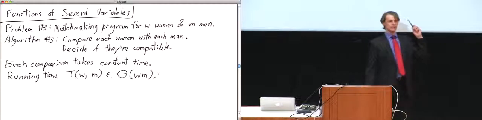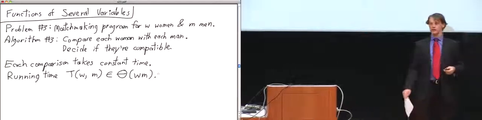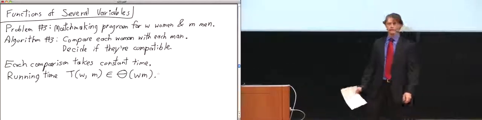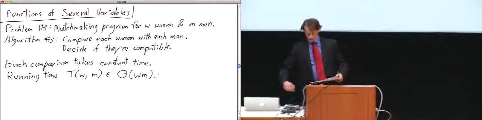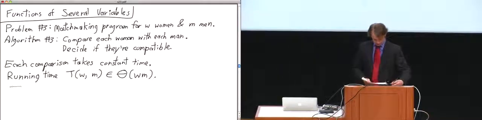So what does that mean? What does the big theta notation mean when you have a function of two variables? Well, formally it means the following.